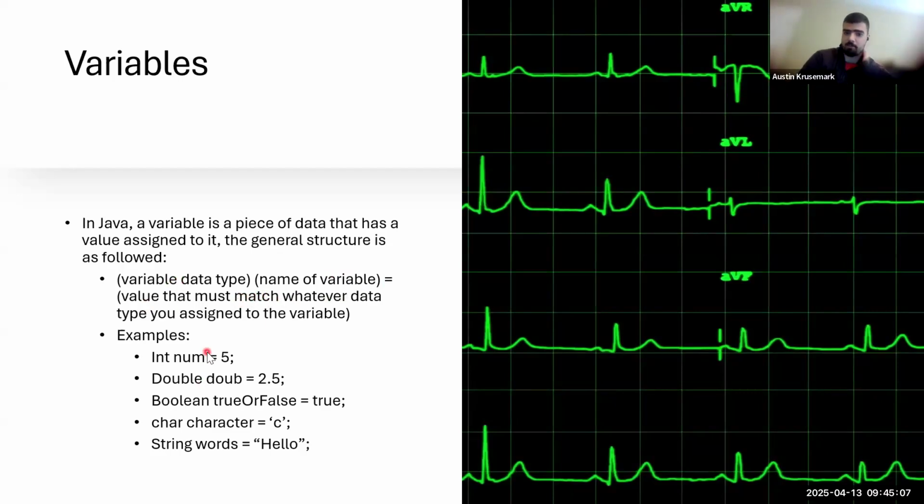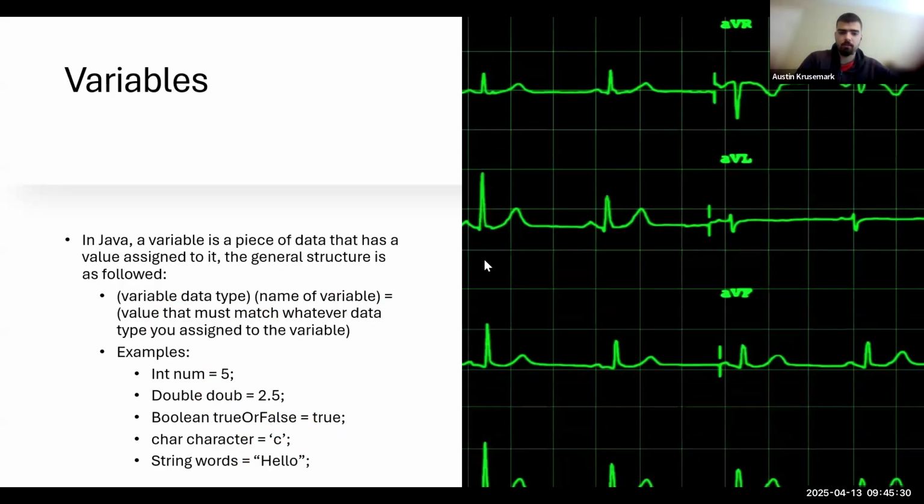So you can see some examples at the bottom. We have int num equals 5, double dub equals 2.5, boolean true or false equals true, char c equals 'c' in single quotation marks, and string words equals "hello". So let's go back to the code.